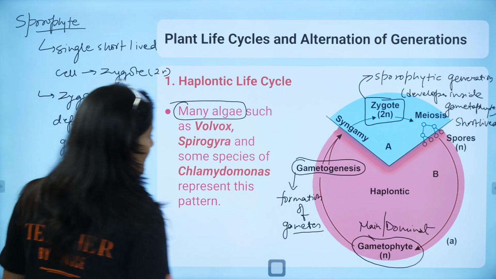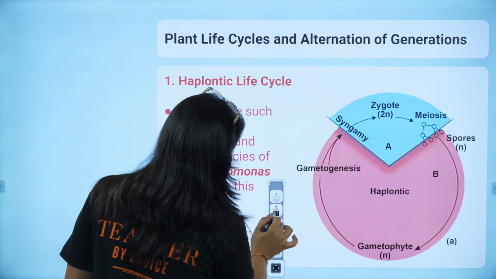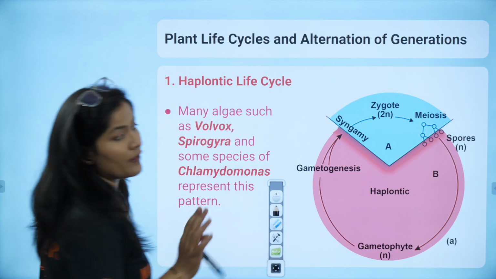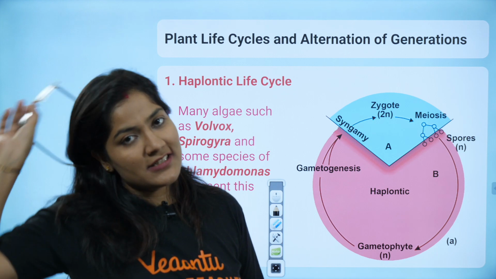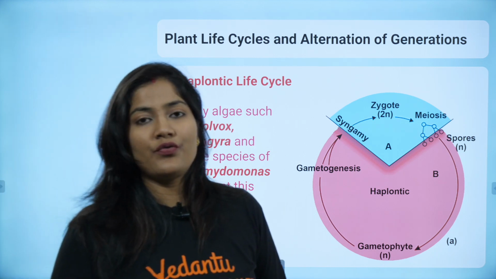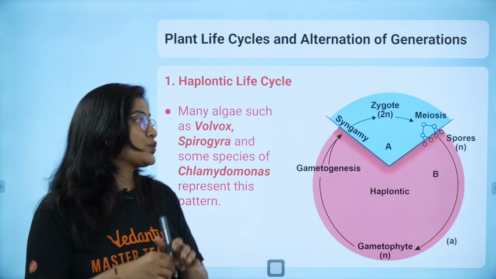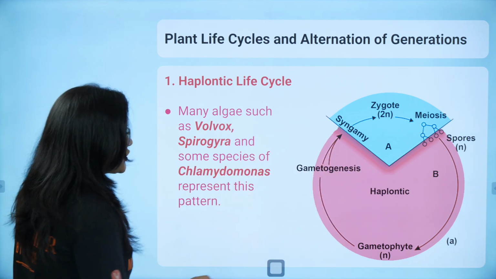So this is your haplontic life cycle, where gametophyte is the main plant body, and this gametophyte is going to take the majority of the life cycle, which is going to have a single cell, right? A single cell which represents your sporophyte, that is zygote, and this zygote will be short-lived and will undergo meiosis immediately, resulting in formation of your spores.